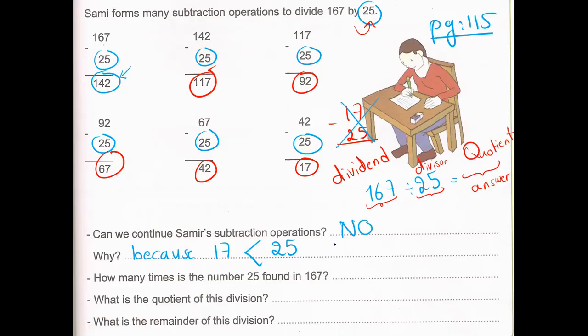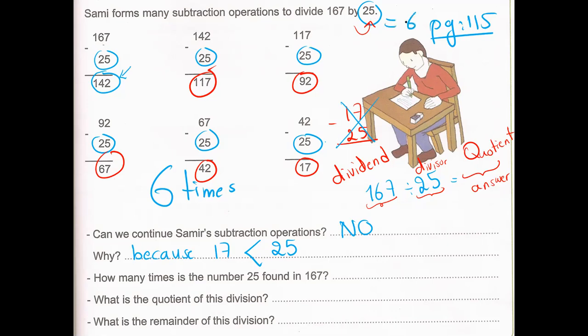Okay, so how many times is the number 25 found in 167? When I say 167 divided by 25, I mean which number multiplied by 25 gives us 167. I mean, how many times is the number 25 found in 167? How many times did I subtract by 25? How many subtraction operations did we do? We did it 1, 2, 3, 4, 5, 6. It means that 25 is found 6 times in 167. So 167 divided by 25 equals 6.